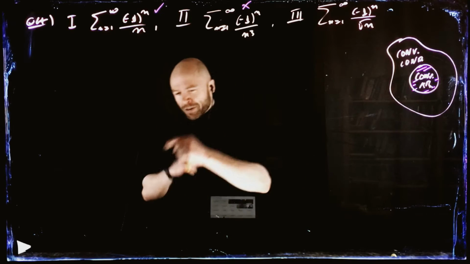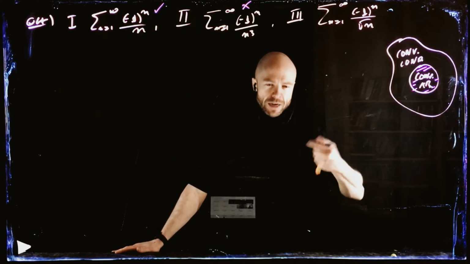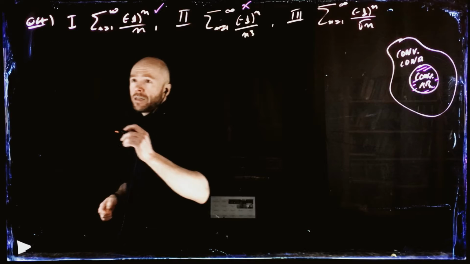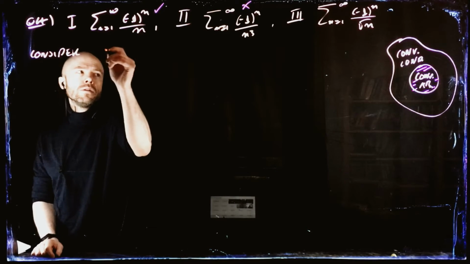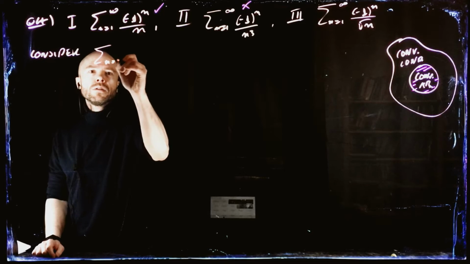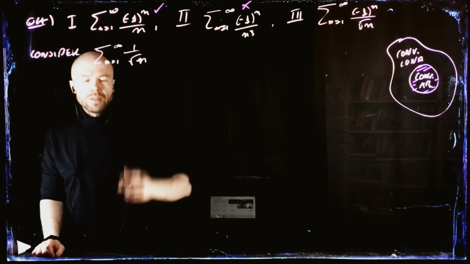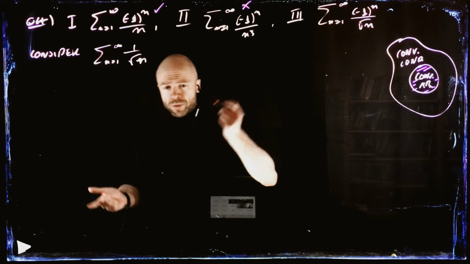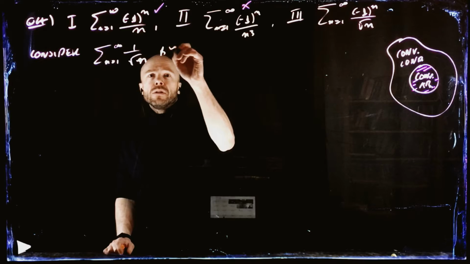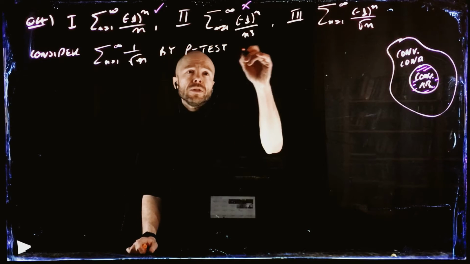Yeah, it's slower than 1 over n. So if we take the absolute value, you can either point out this is going to 0 slower than 1 over n, or you could just say by the p-test, since p here is a half, it does not converge.